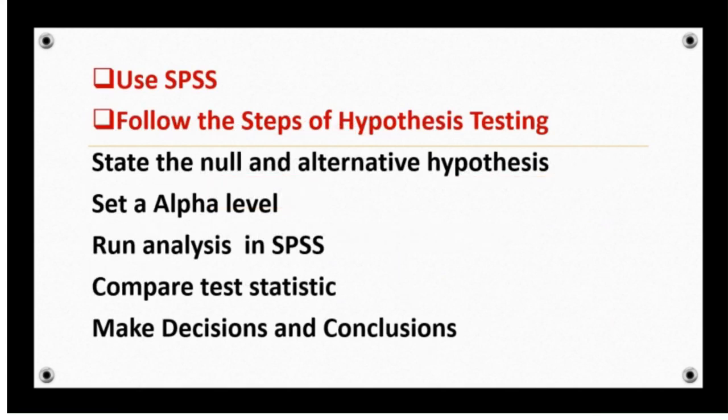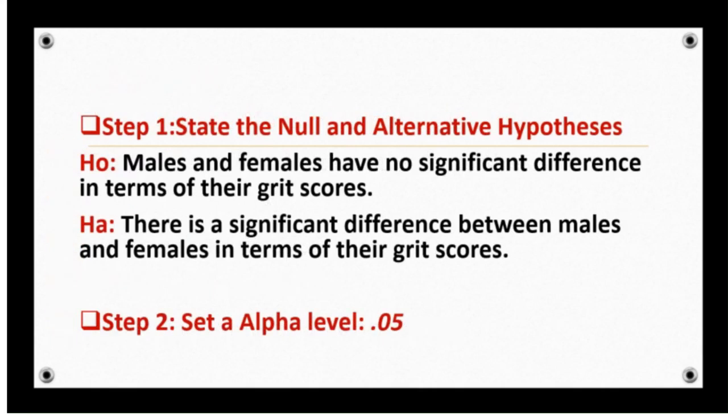Now, we will use SPSS later after the end of this presentation, but before that we will discuss and follow the steps of hypothesis testing. First will be to state the null and alternative hypotheses. Number two, set the alpha level. Number three, run the analysis in SPSS. Number four, compare test statistics. And number five, make decisions and conclusions.